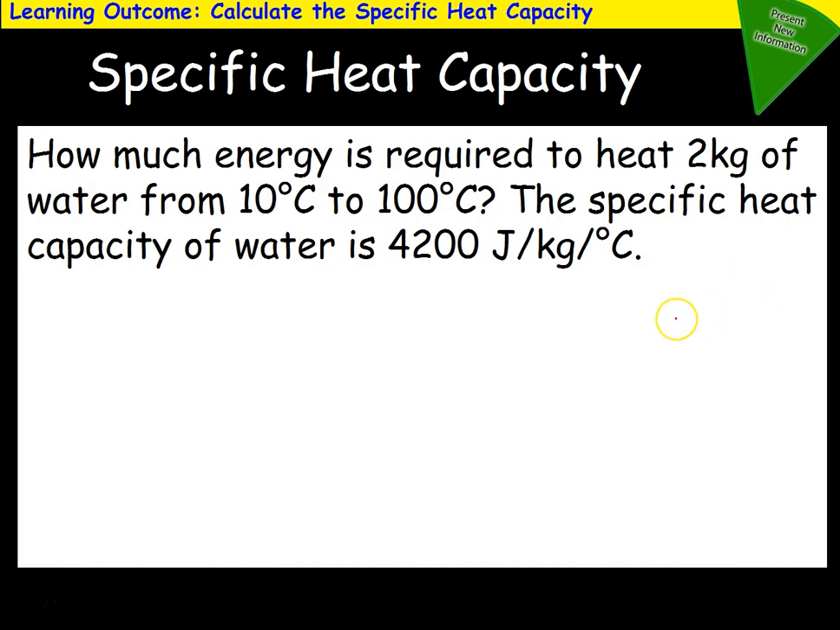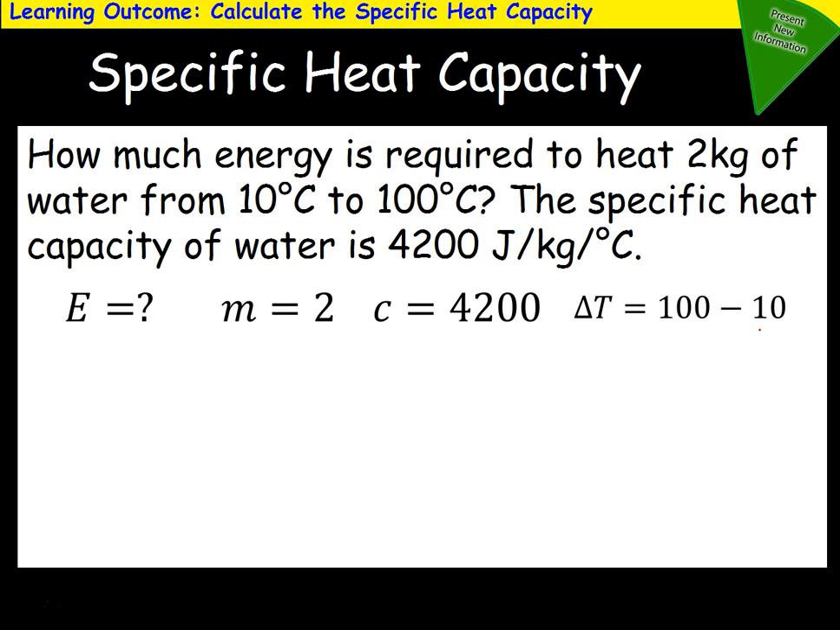Let's have a look at the actual equation, and how we use it in a question. Remember, whenever you're doing calculations, we have 4 steps. Step number 1 is to write down what the question has told us. We're calculating how much energy, so energy is a question mark, is required to heat 2 kilograms, that is our mass, of water from 10 degrees to 100 degrees. The words from and to are useful because they indicate the change in temperature. So a change in temperature, of course, is 90. And then the specific heat capacity of water is 4,200.